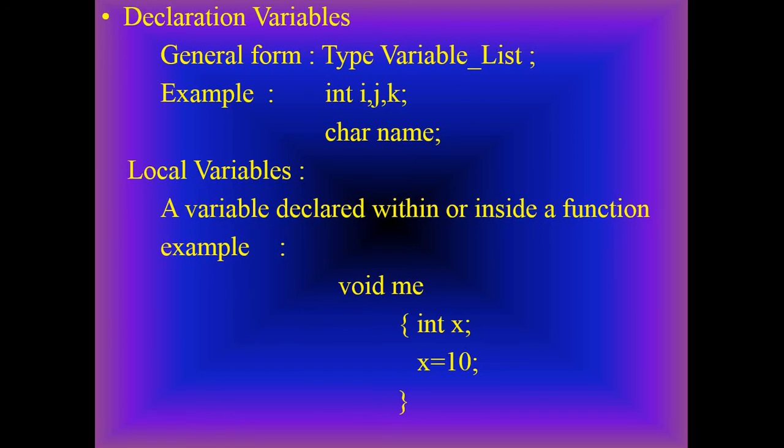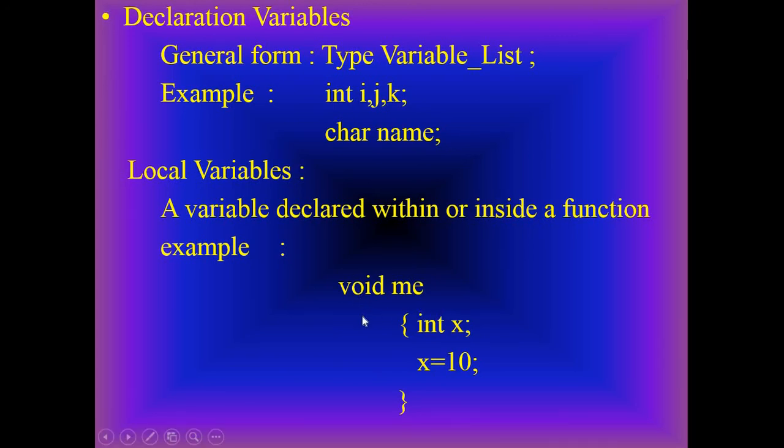Now, again, variable declaration has two different types. We have the local variable and the global variable. Now, what is this local variable? A variable declared within or inside a function. Okay? That is what we call a local variable. That is, a variable declared inside a function. So, what do we mean by function?